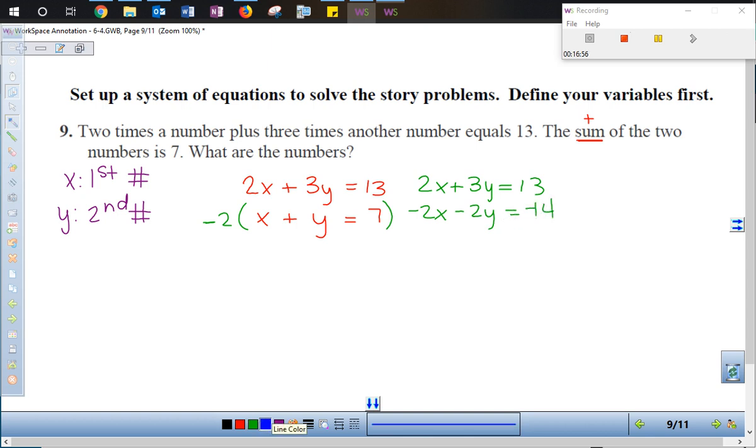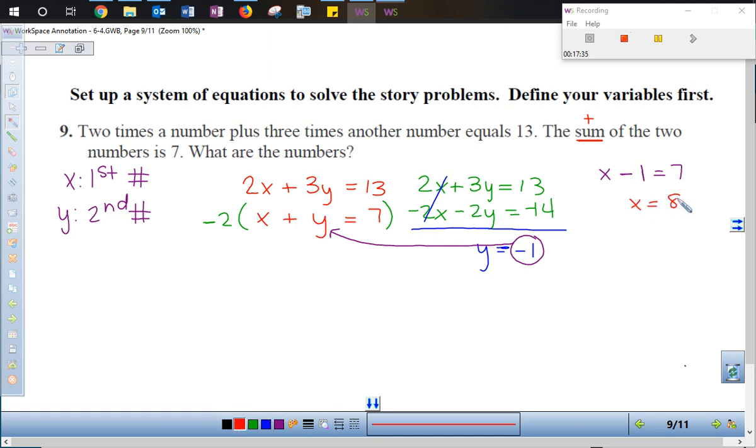Now, let's add these two equations together. 2x and negative 2x cancel out. 3y and negative 2y give me 1y because 3 minus 2 is 1. And 13 minus 14 gives me a negative 1. So that means my y variable is equal to negative 1. And I'm going to substitute that back into my bottom guy because it looked a lot easier. Now when I do that, I'm going to get x plus negative 1. So I'm going to write that as x minus 1 equals 7. Then I can add 1 to each side, and x equals 8.